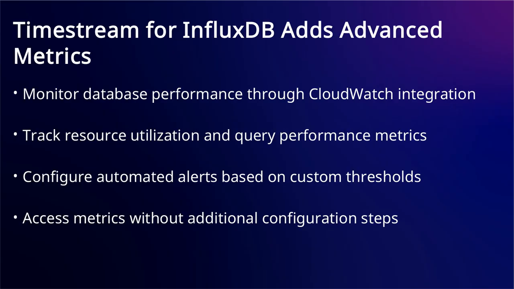Monitoring time series database performance requires visibility into operational metrics to identify issues and optimize resource usage. You can now use advanced metrics for Timestream for InfluxDB2 to automatically publish database metrics to CloudWatch. You can monitor database performance through CloudWatch integration, receiving metrics from both single AWS and multi-AWS instances without manual instrumentation. You can track resource utilization and query performance metrics to understand system health across your InfluxDB2 environments. You can configure automated alerts based on custom thresholds to receive notifications when metrics exceed defined limits.